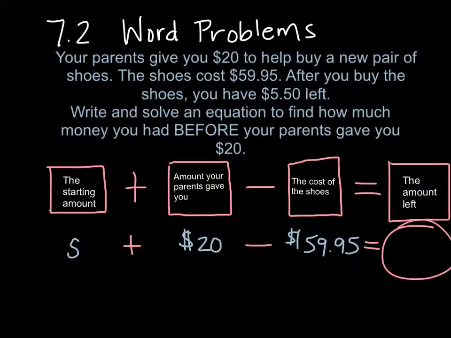So working on that, now we have a variable, and we have an amount left of $5.50, right? Because they told us up here that's what we have left. So if that's all true, we have enough information to solve for S. So I'm going to rewrite this on the next page, and we're going to solve for S.